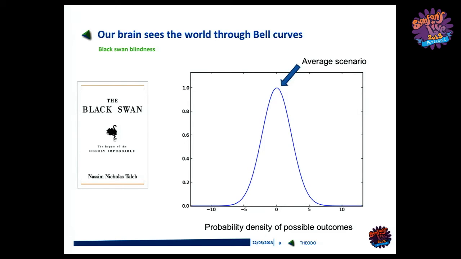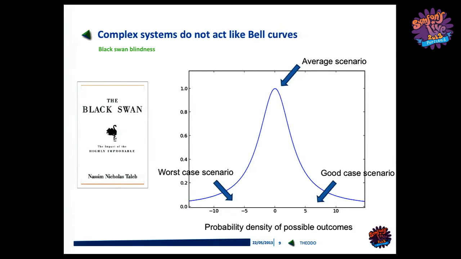So when we see something that we consider average, we say, okay, that's the good case scenario and that's the worst case scenario, and it can't be much worse than that. And the thing is, when you look at complex systems, like of course the financial system or a large IT project, it's not a bell curve anymore. It looks more like that, which means that what you thought was the worst case scenario ends up being a really likely scenario. And the worst case is way more to the left.